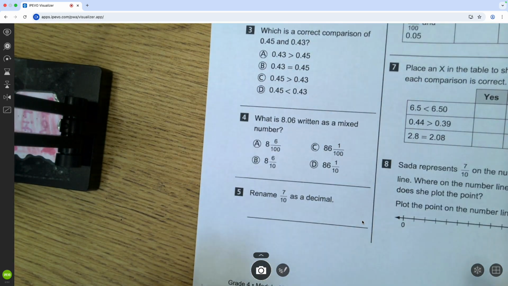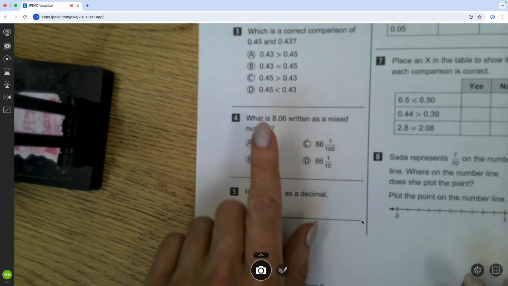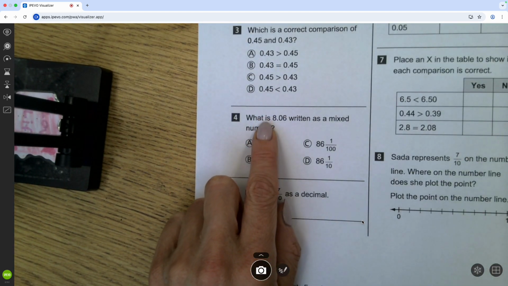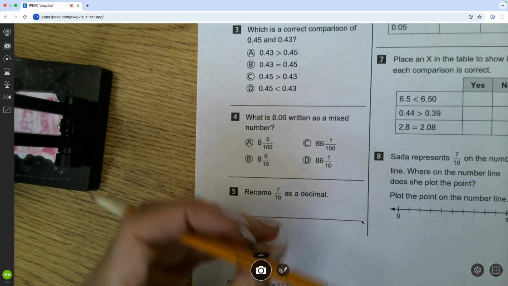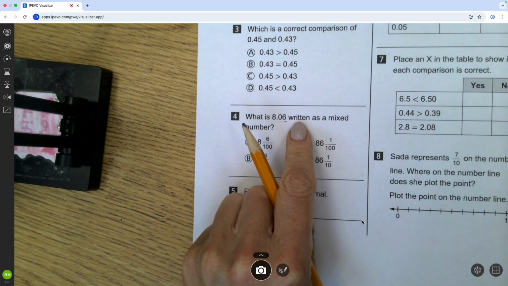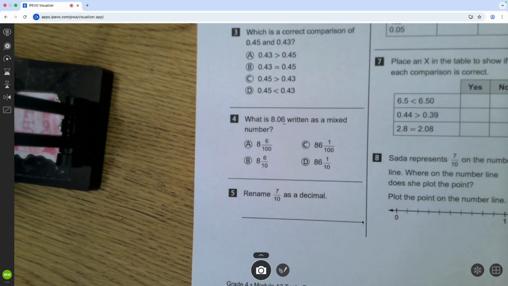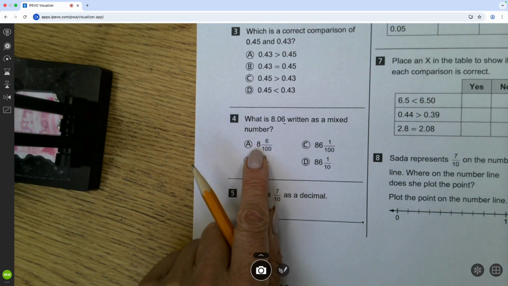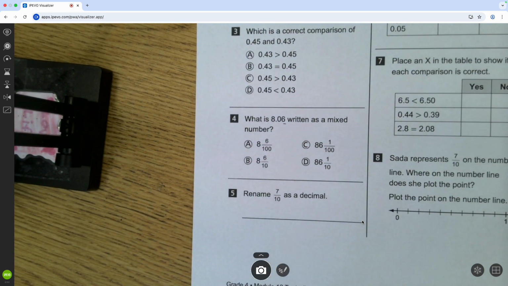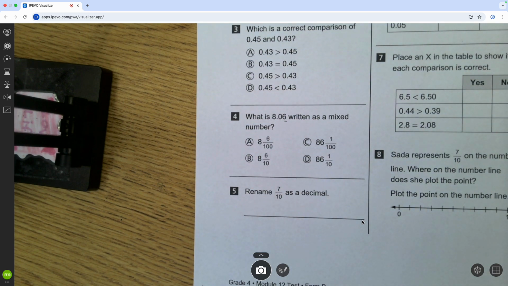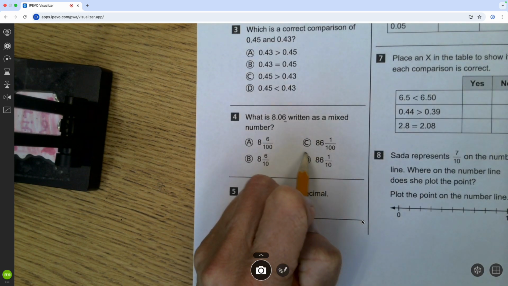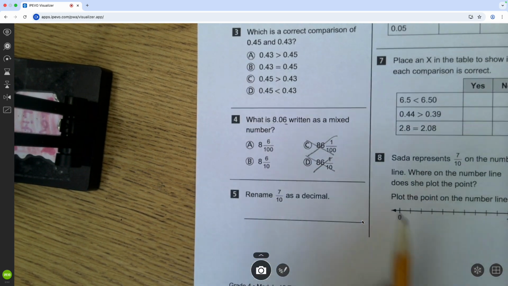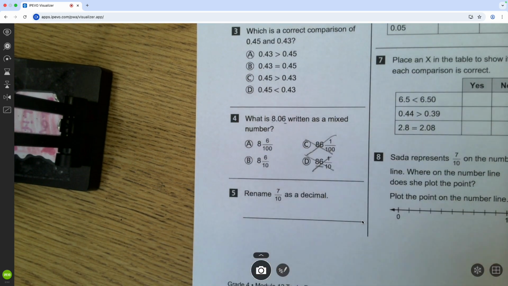The rest you're going to do on your own, so I'm going to read it to you. Number 4, what is 8 6/100ths, right? The 6 is in the hundredths place, written as a mixed number. And again, a mixed number has a whole number and a fraction. Okay? So our whole number is going to be 8. So very quickly, I can eliminate this and I can eliminate this. 86, no. Okay?